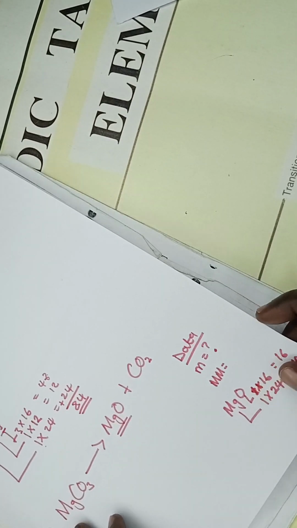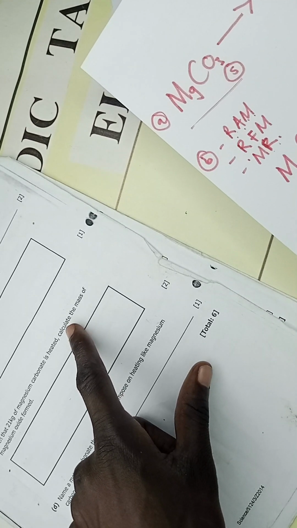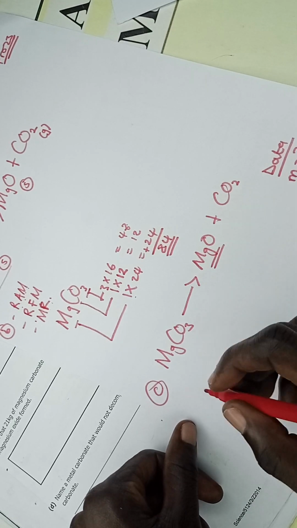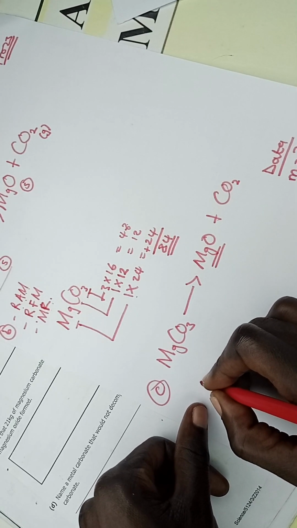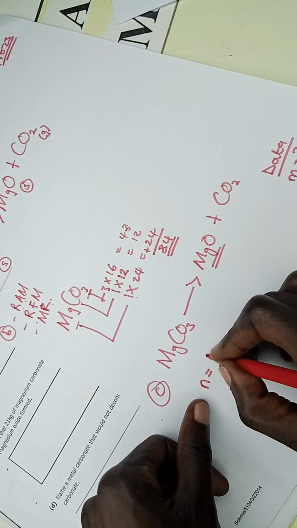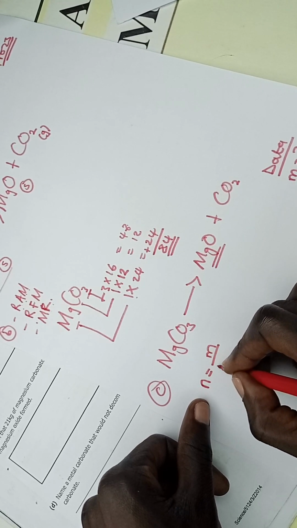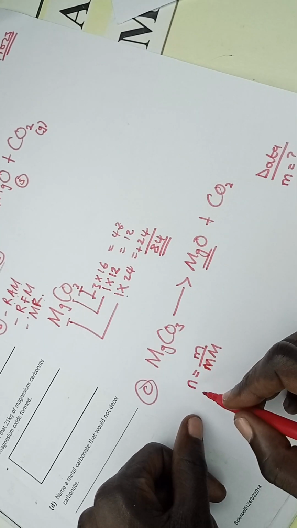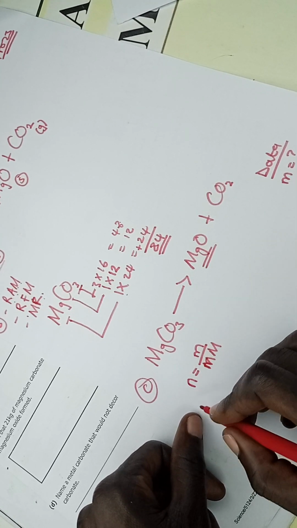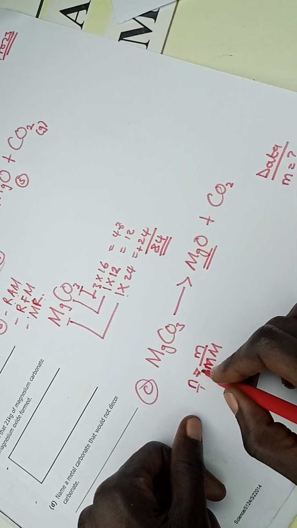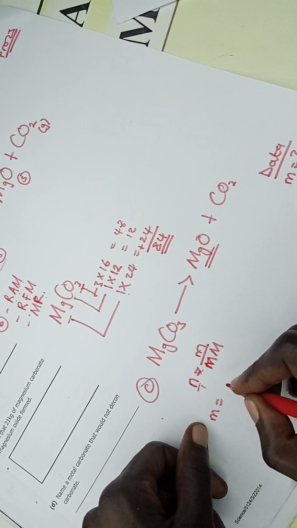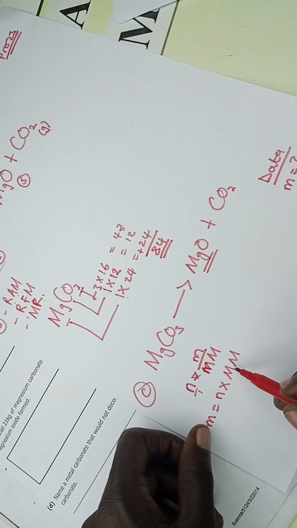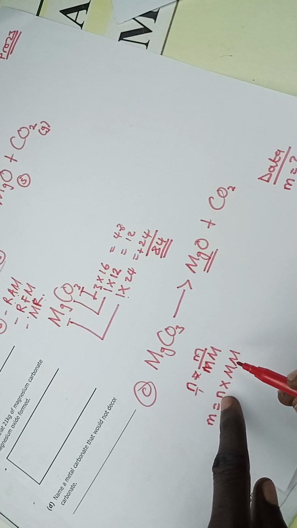All right, bear in mind, as long as the question is saying calculate the mass of magnesium oxide formed, then the formula that we should consider is this one, which states that number of moles is equal to mass divided by the molar mass. To use this formula, we simply make mass the subject of the formula, so when we cross multiply, mass will be equal to number of moles multiplied by the molar mass. So we have found the molar mass. We need to find the number of moles.